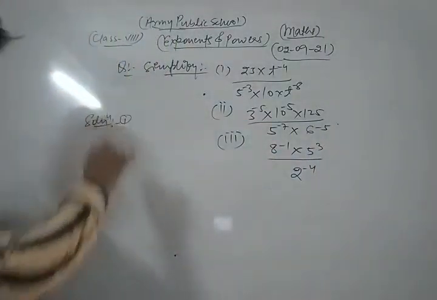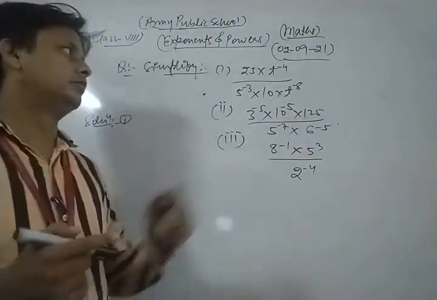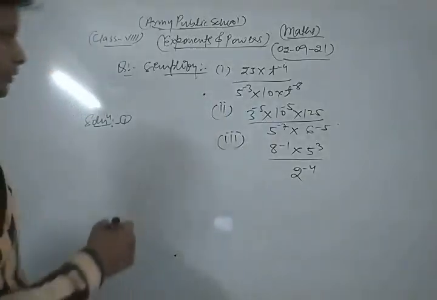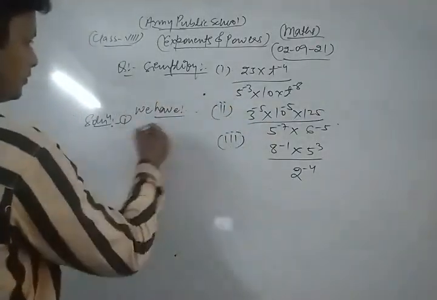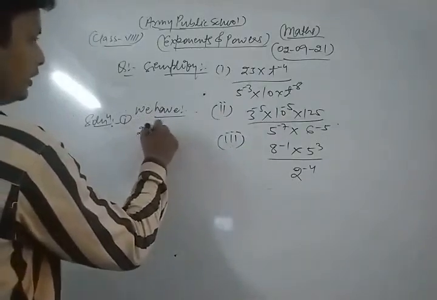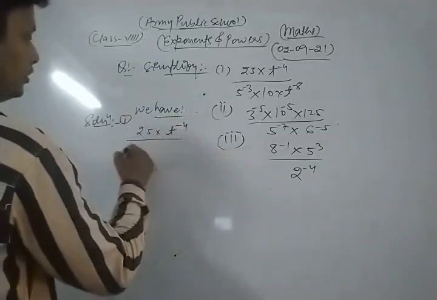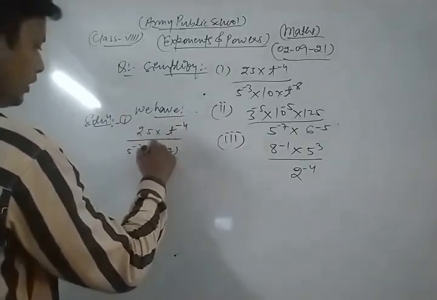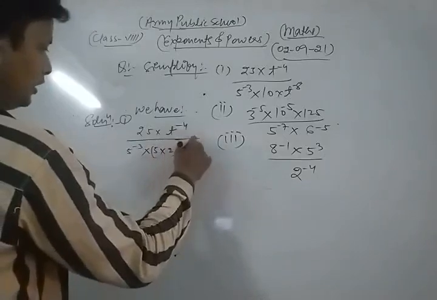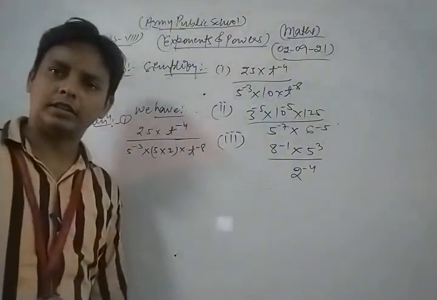First of all, we take and solve the first part of this question. What is the process? Look, we have 25 into t power minus 4 upon 5 power minus 3 into, we can write 10 as 5 into 2, into t power minus 8. We can write in this way.